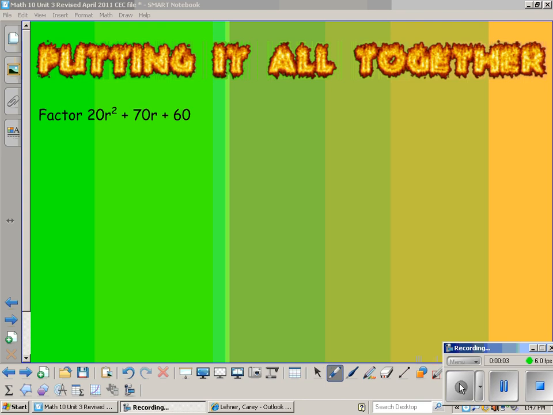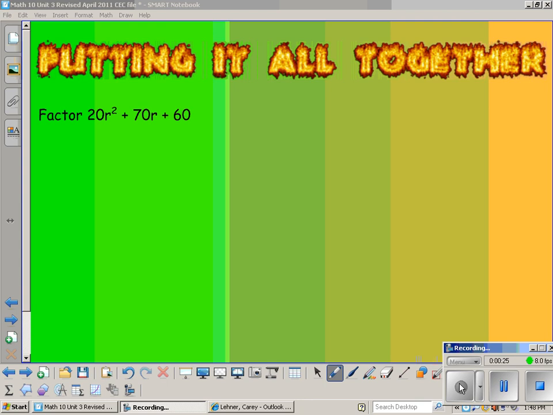In this lesson, we're going to take what we've learned in all of our lessons of factoring and put it all together. So when we learned about greatest common factor, I said the first thing you should start asking yourself when you sit down to factor a polynomial is, can I remove a greatest common factor? So that's the question we're going to ask ourselves with all of these questions today.